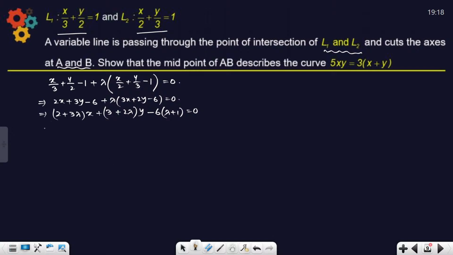Is it clear? Now, where it is intersecting the x-axis, you can either convert this line into the intercept form, or you can simply put y equals 0 to find out where it is intersecting the x-axis. So we can easily see that it is intersecting the x-axis at this point. Right? And where it is intersecting the y-axis, simply put x equals 0 in the equation. So what are we getting?